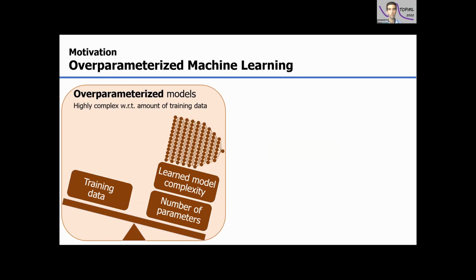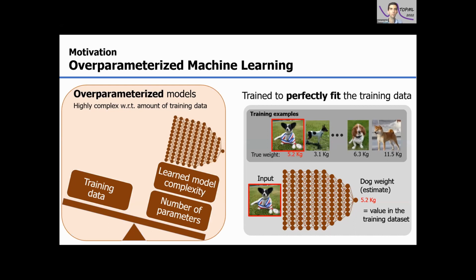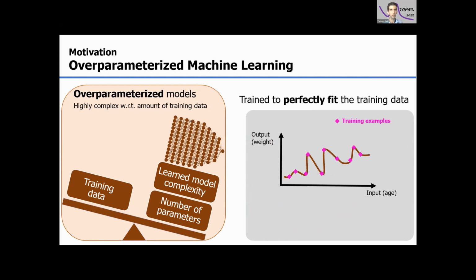The motivation for the topic of our workshop is that deep neural networks are over-parameterized models in the sense that they are highly complex and have many parameters with respect to the amount of training data. Moreover, these over-parameterized models are often trained to perfectly fit their training data, meaning that if you give an input from the training dataset to such a trained model, the output will be exactly the same as in the training dataset. In a more foundational example, if we have real-valued inputs and a real-valued output, then we learn the brown curve, like here, and this curve goes exactly through the training data points in the magenta markers.